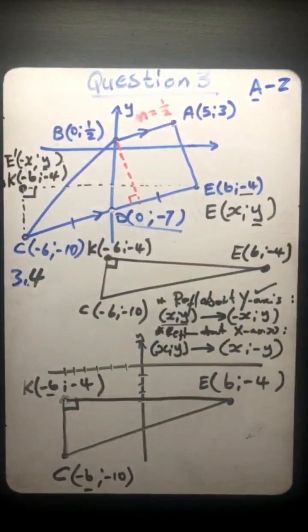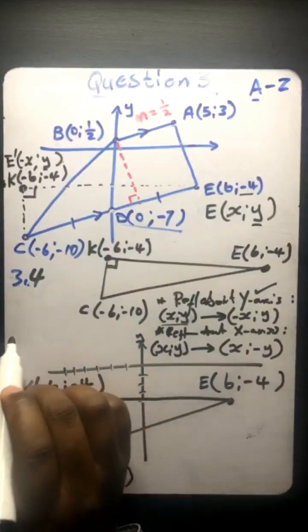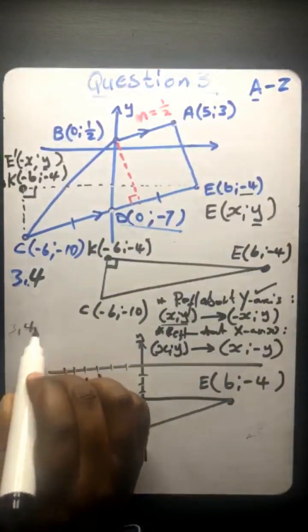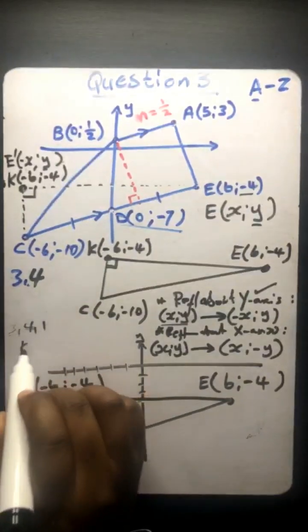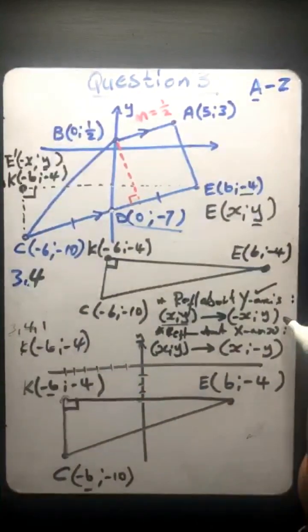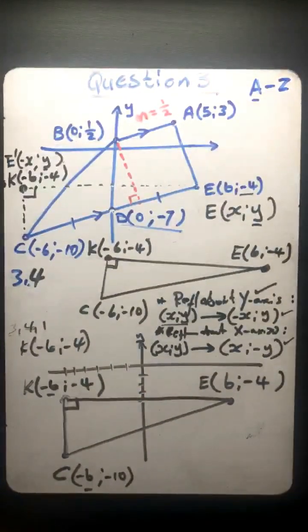Now, the examiner says, hey, we have indirectly answered 3.4.1. I'm not sure if you guys are able to see. Yes, how many marks? 2 marks. We have answered that question indirectly. You just say K is -6 and -4, and it's based on this. So can you guys see?